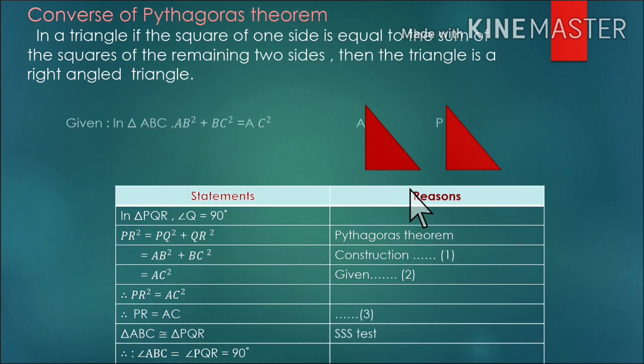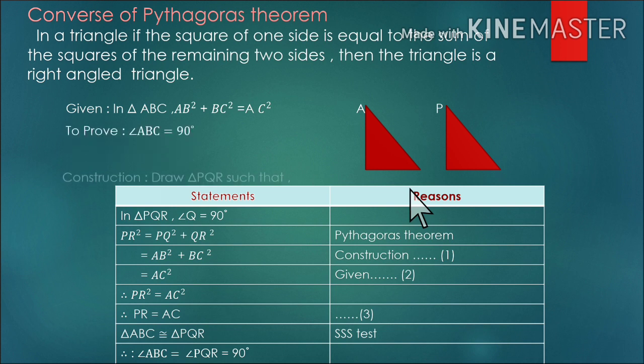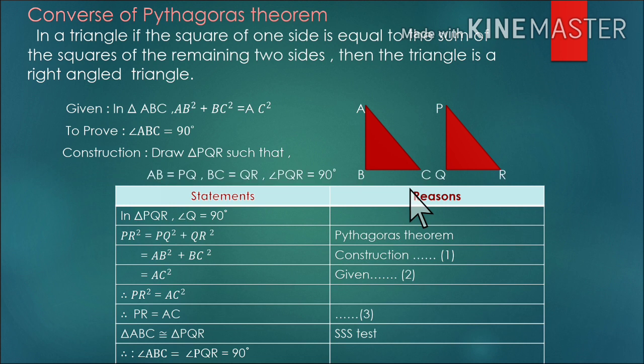Now, converse of Pythagoras theorem. What is the converse of Pythagoras theorem? In a triangle, if the square of one side is equal to the sum of the squares of the remaining two sides, then the triangle is a right angle triangle.